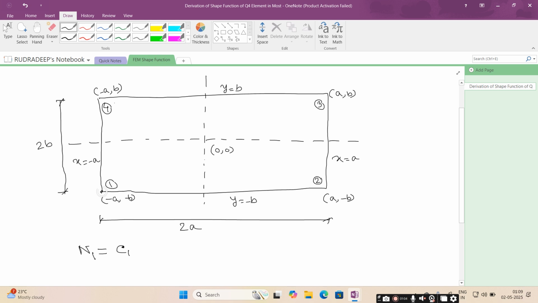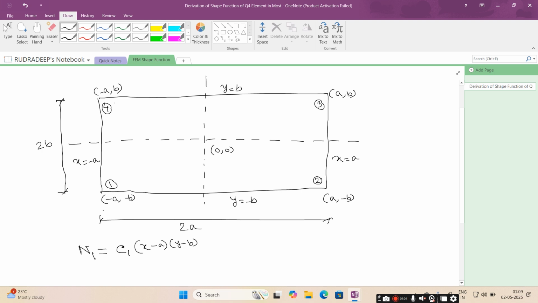So for this corner node shape function, I will take the equation of the opposite sides, this line and this line, which are not connected to this point. So how will I write this here? This will be N1 equal to c1 into (x minus a) into (y minus b). So I have just written the equations y minus b equal to 0 and x minus a equal to 0, and written down this equation.